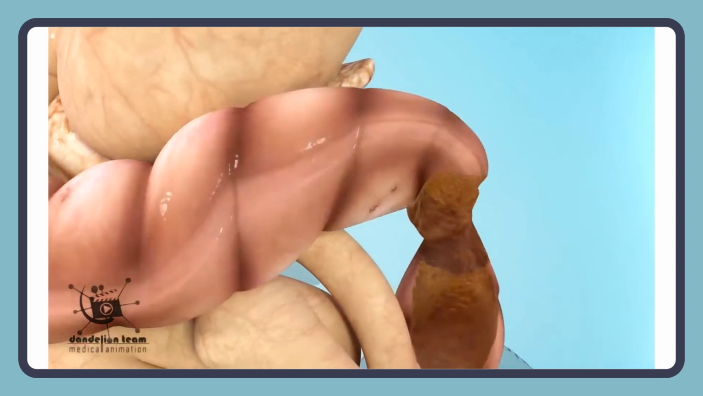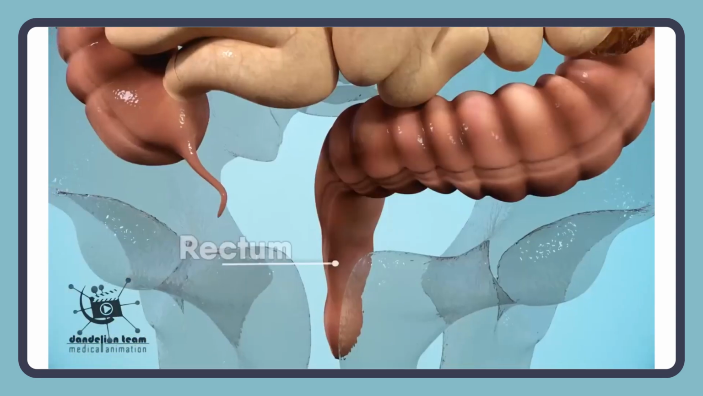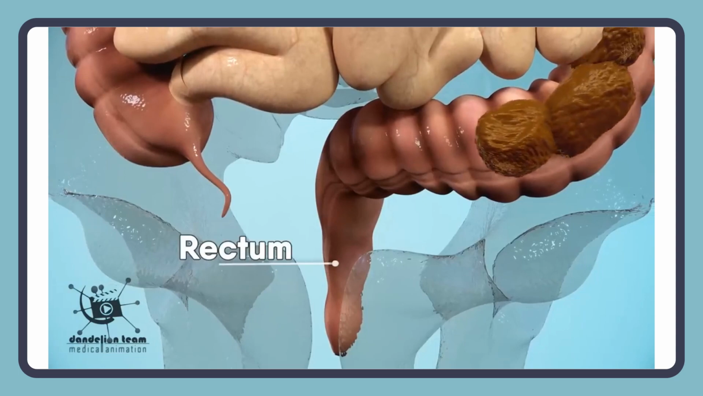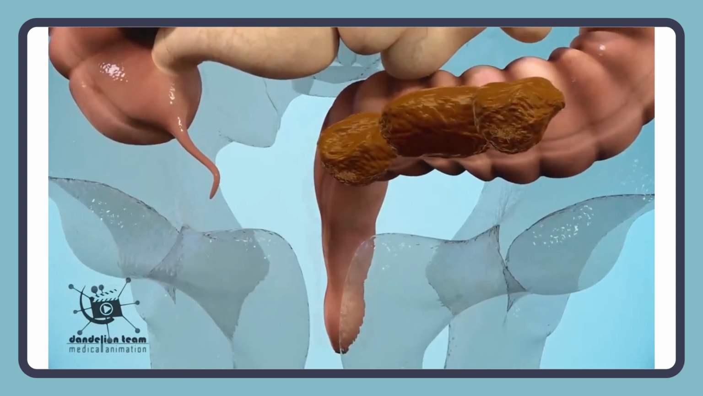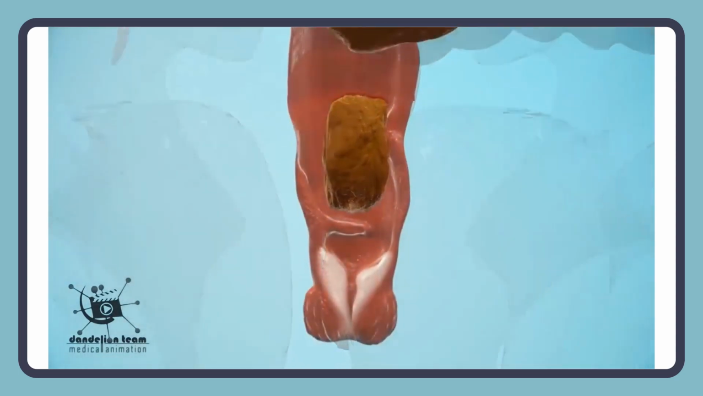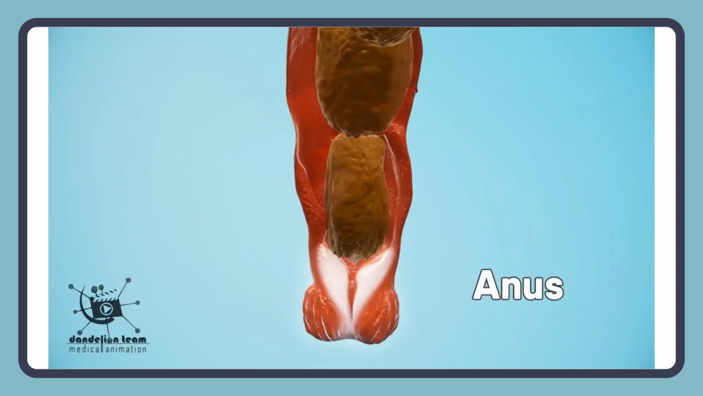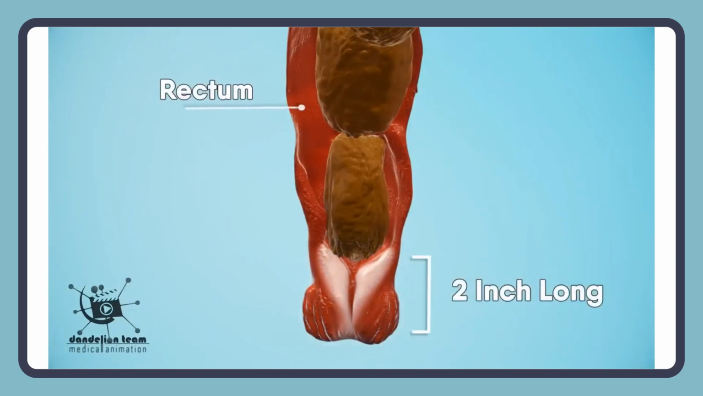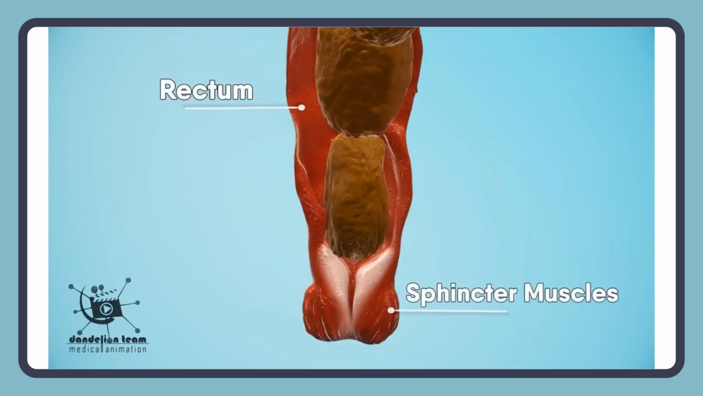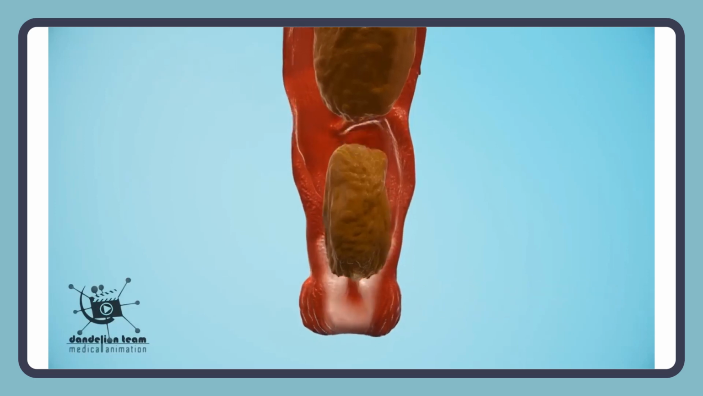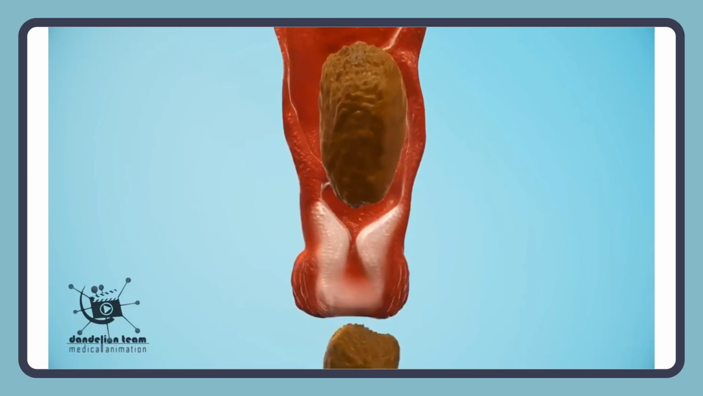Peristalsis helps move the stool into your rectum. The anus is the last part of the digestive tract. It is 2 inches long. The anus is surrounded by sphincter muscles that are important in allowing control of stool. It lets you know whether the contents are liquid, gas, or solid.